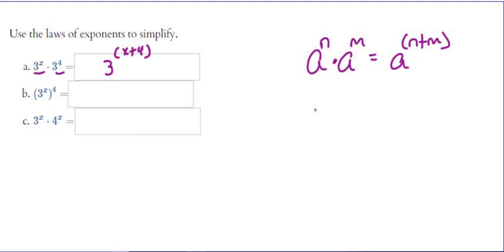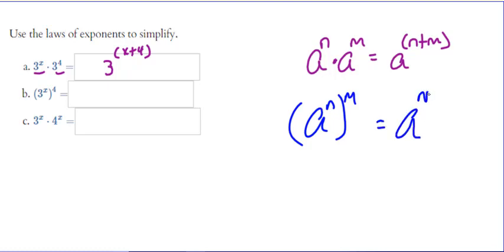Now, anytime you have a base raised to a power raised to another power, that's like taking these and multiplying them. So that would be 3 to the 4x, right? X times 4, 4x. Now, what happens if you have no like bases? Like this, 3 to the x times 4 to the x. Well, you just multiply the coefficients, right? So that would be 12 raised to the x.